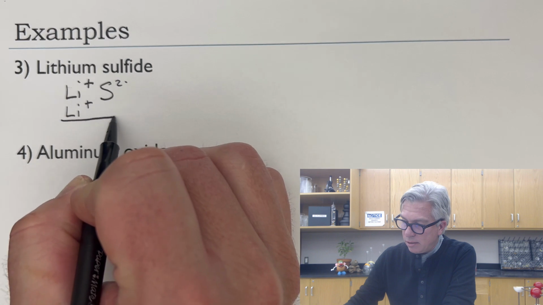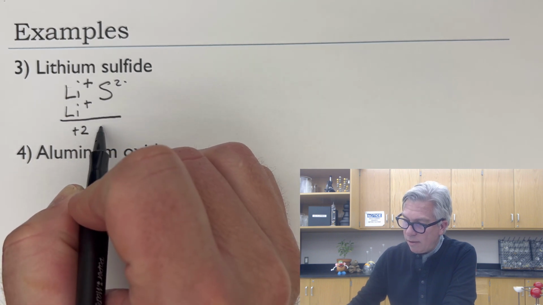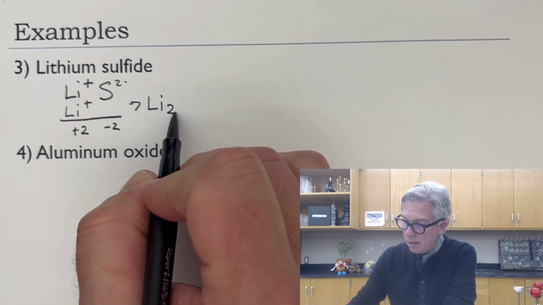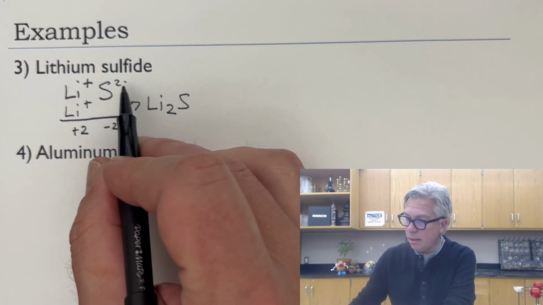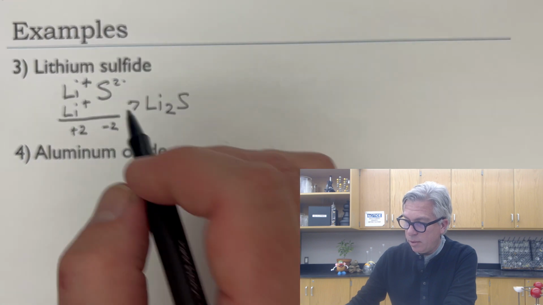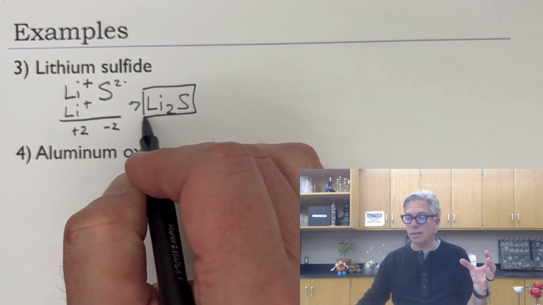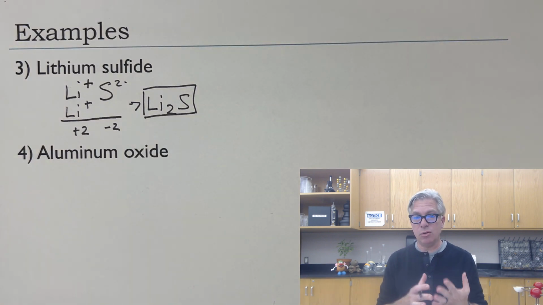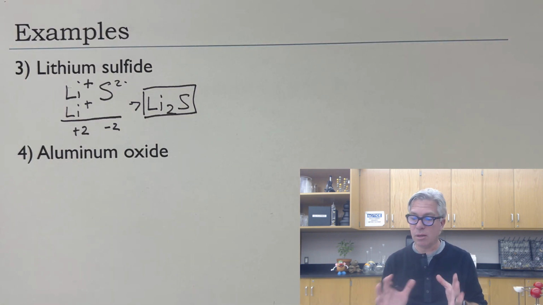a total of 2 positives and 2 negatives. So my formula that I should write is lithium with a 2, sulfide with a 1, and Li2S is my formula for that one. Again, keep in mind that the lithium sulfide crystal has gazillions of these, but they are in a 2-to-1 ratio. For every 2 lithiums, there's 1 sulfide, and that's what we're trying to go for.